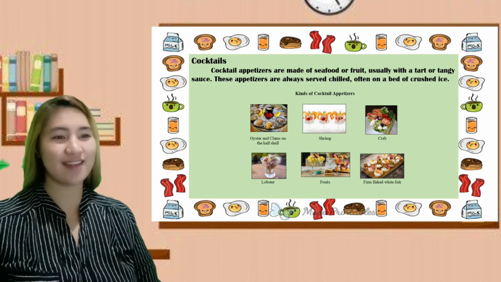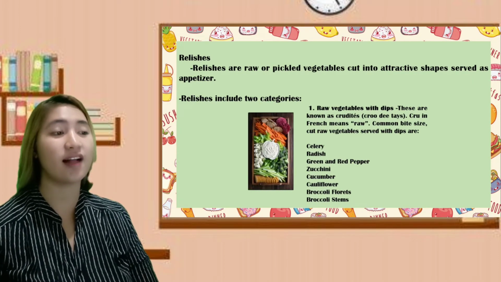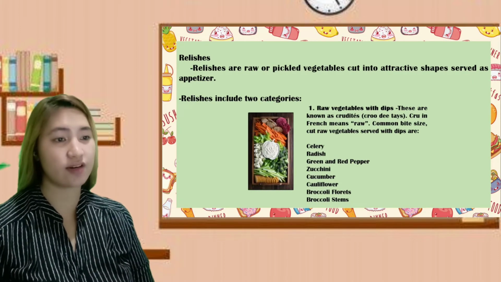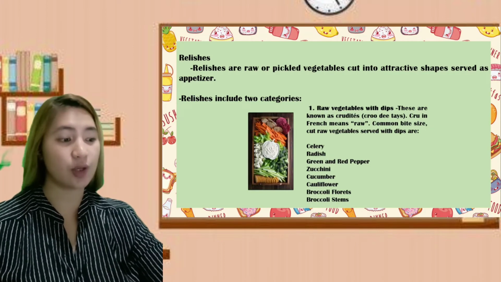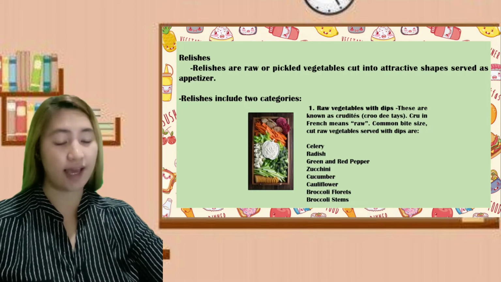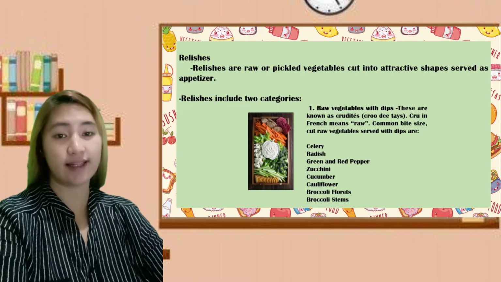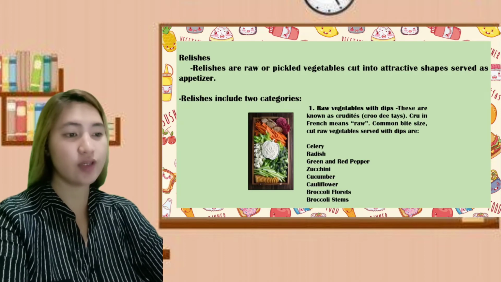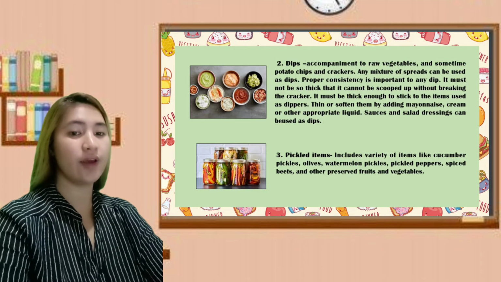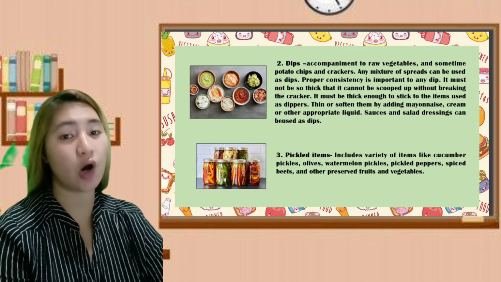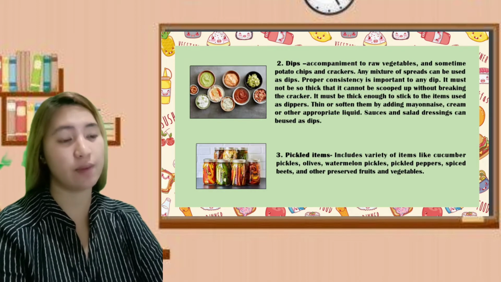Okay, Mr. Shaw, how about relishes? Okay, exactly. Relishes are raw or pickled vegetables cut into attractive shapes served as appetizers. So, relishes include two categories. One is raw vegetables with dips, and two is pickled items. So, in raw vegetables, we have celery, radish, green and red pepper, zucchini, cucumber, broccoli. And for the dips, usually the dips are made of mayonnaise or anything you desire to dip your raw vegetables in.